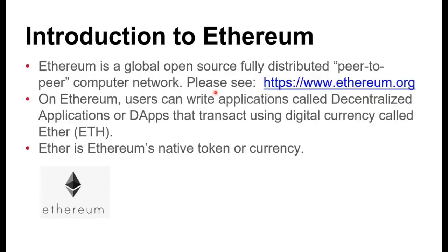On Ethereum, users can write applications called decentralized applications, or dApps, that will transact or take action on digital currency called Ether. And the full network will be able to always run that application, and it is immutable on the Ethereum network. And Ether is Ethereum's native token.